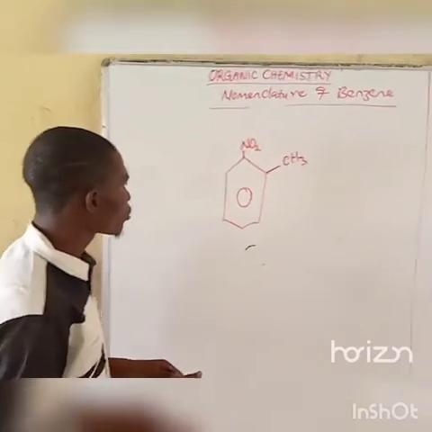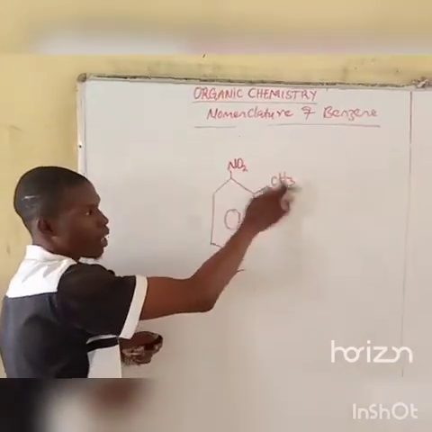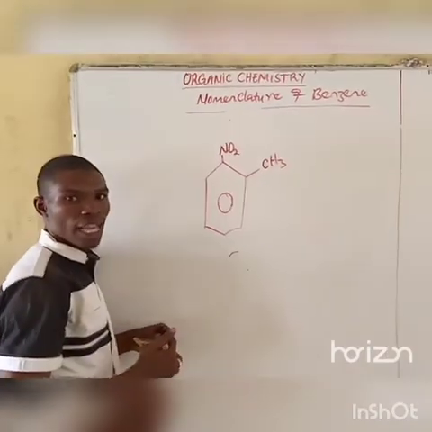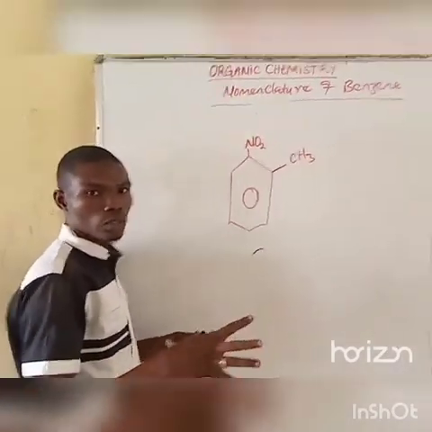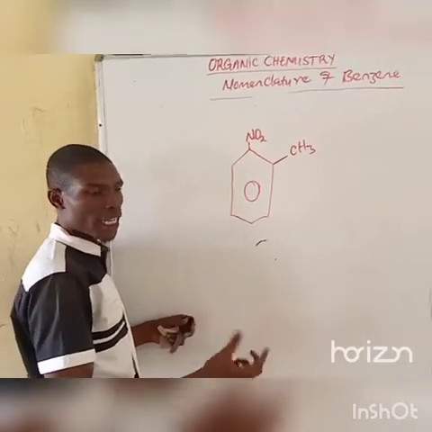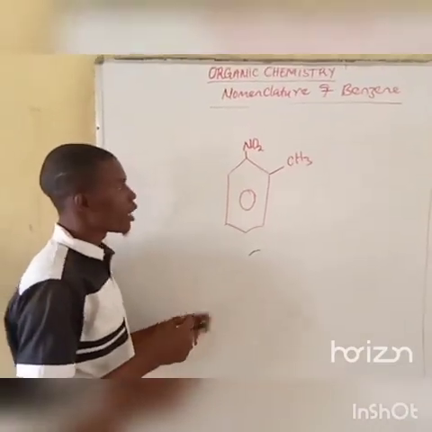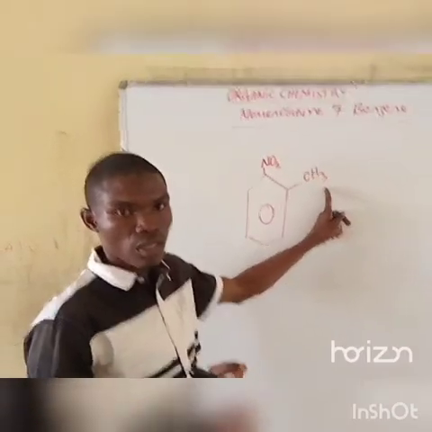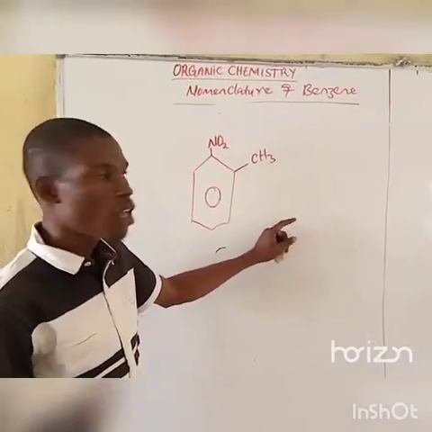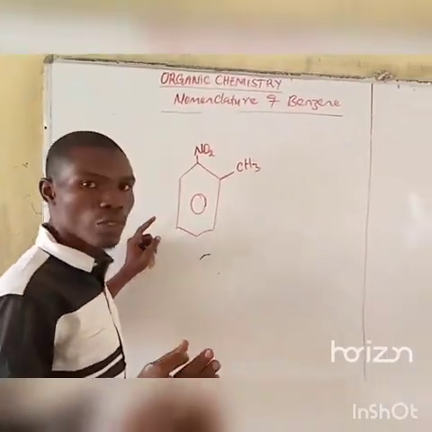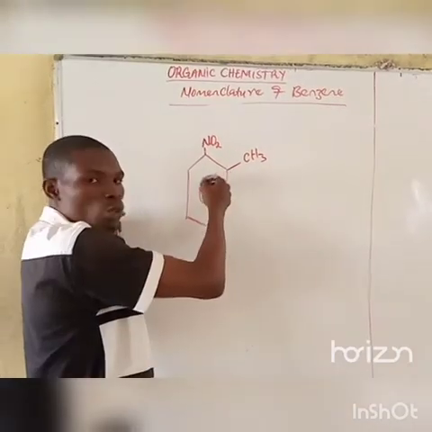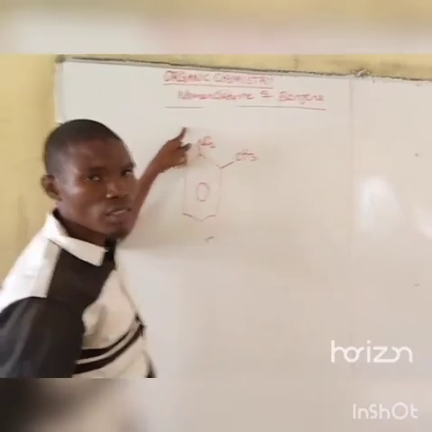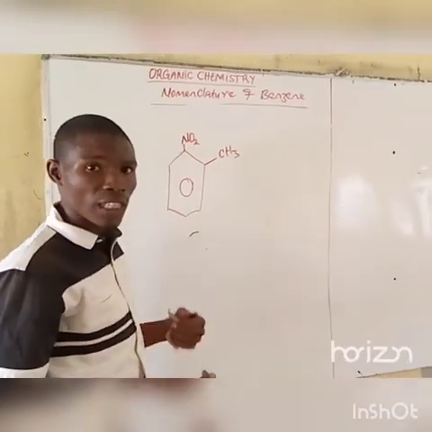So what we are going to do is look at these two compounds. The electron releasing group will be favored over the electron withdrawing group. Looking at this, CH3 is an electron releasing group, so it supplies electrons to the benzene ring, while the nitro group draws electrons away from the benzene ring. So we are going to consider the one that is adding electrons.